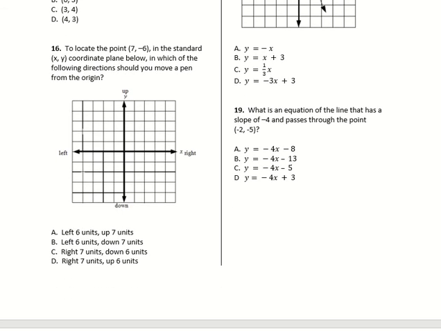16. To locate the point 7, negative 6 in the standard XY coordinate plane below, in which of the following directions should you move a pen from the origin? A, left 6 units, up 7 units. B, left 6 units, down 7 units. C, right 6 units, down 6 units. Excuse me, C is right 7 units, down 6 units. D, right 7 units, up 6 units.